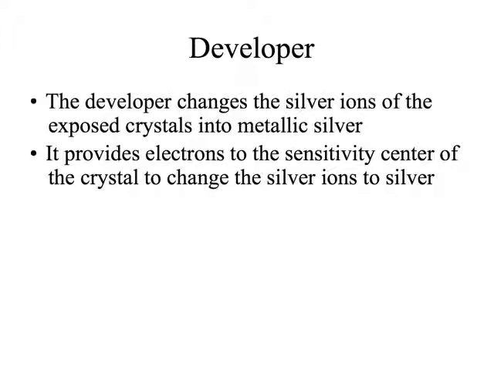So let's look at that developer tank. The developer is going to change those silver ions that were exposed into metallic silver, right? And then it's going to provide the electrons to the sensitivity center of the crystal to change those silver ions into silver. So it's going to have something inside of it that allows the gelatin to become more kind of fluid, right? And then it's going to work its way into that emulsive area and complete the process that began in those crystals.